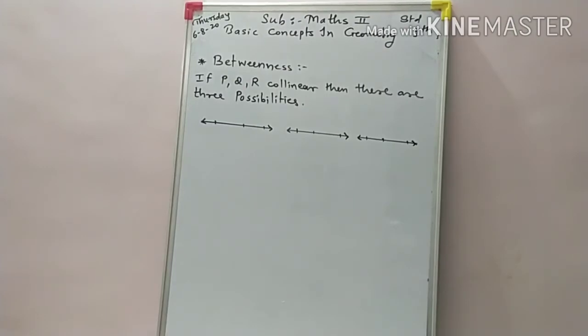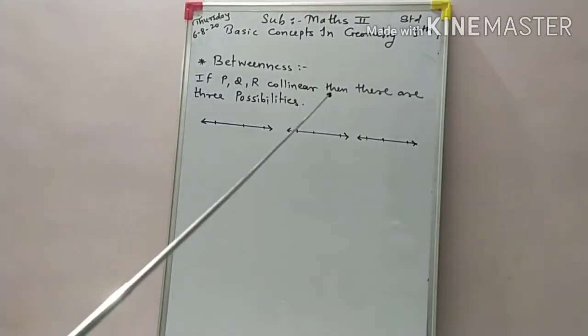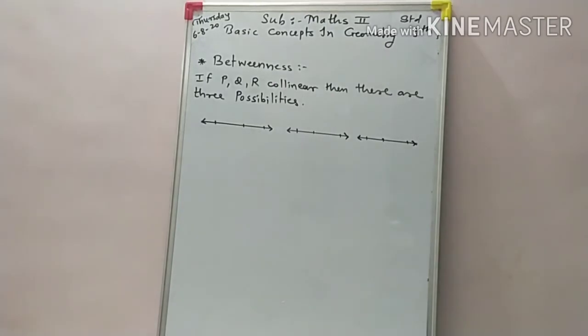And betweenness means what? We are given 3 points, P, Q, R, and if these 3 points are collinear, then we have 3 possibilities according to this betweenness. The meaning of betweenness is that we have to decide which point lies in between the other two.